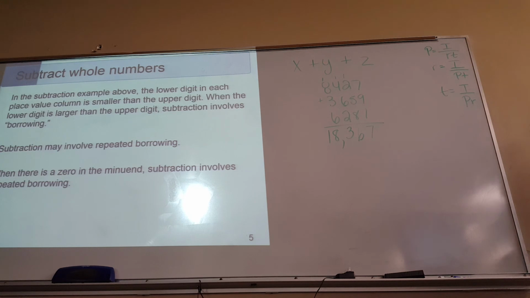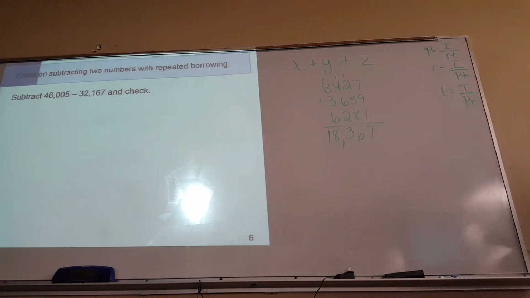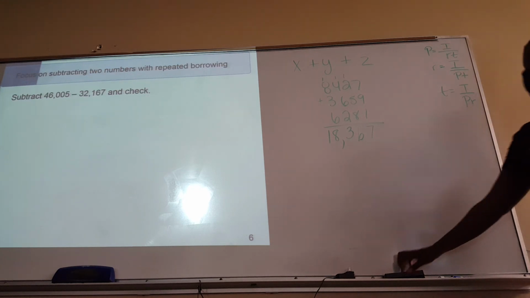All right, in the subtraction example that we just had, the lower digit in each place value column is smaller than the upper digit. When the lower digit is larger than the upper digit, subtraction involves borrowing. So when there's a 0 in the minuend, subtraction involves repeated borrowing. So that's going to be one like this one.